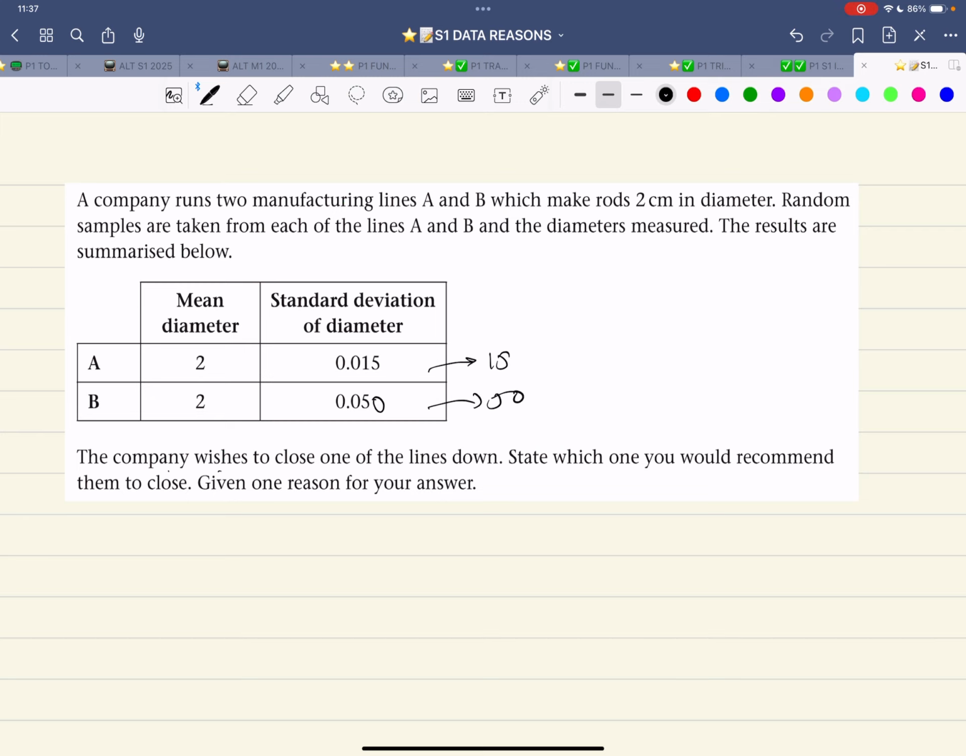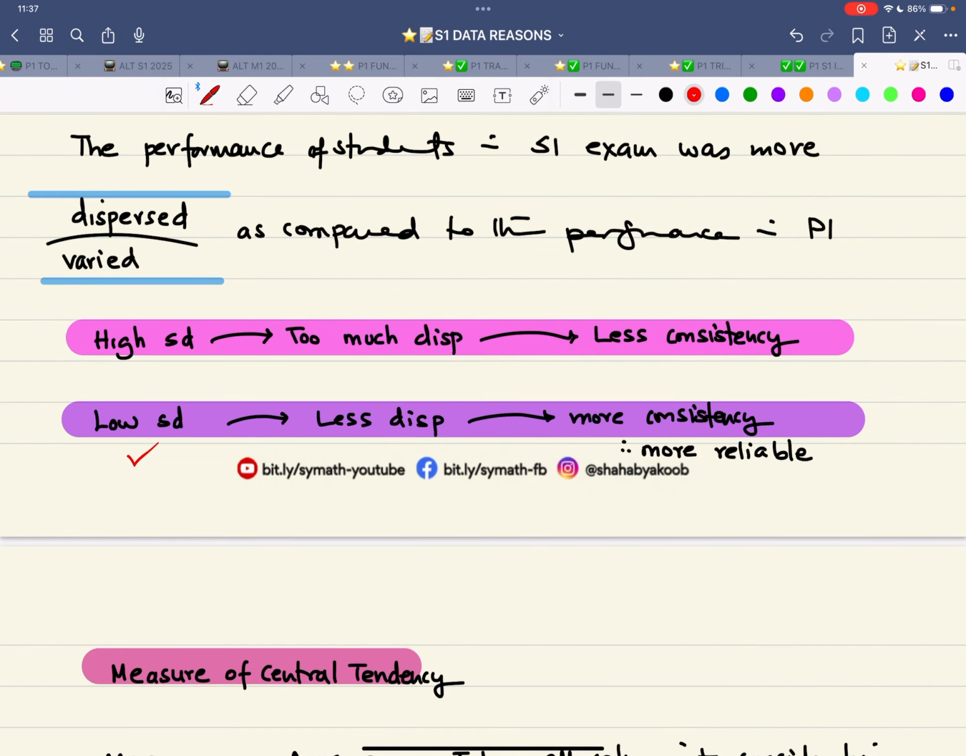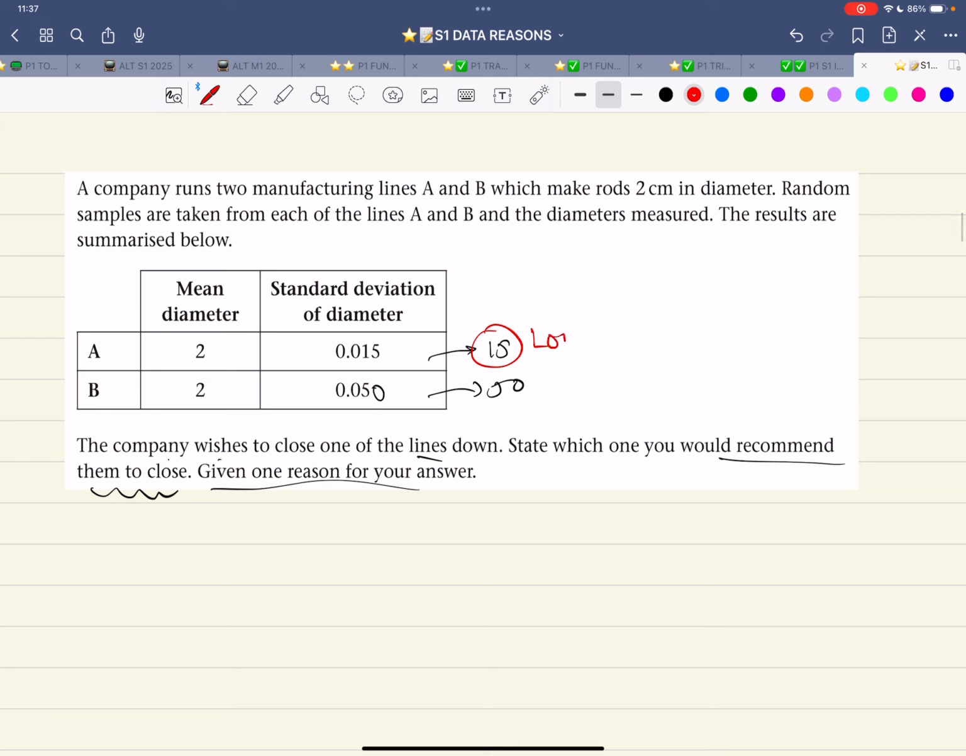It says the company wishes to choose one of the lines. State which one you would recommend them to choose. Give one reason for your answer. Which one do you think? So the secret lies over here. Low standard deviation, less dispersion, more consistency, less variability. So this is low SD.